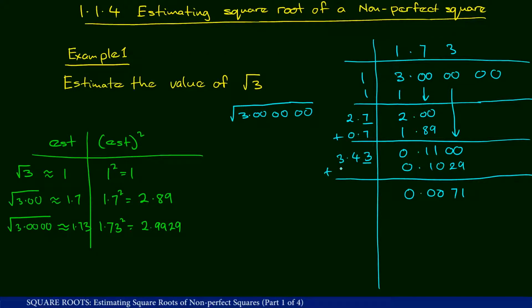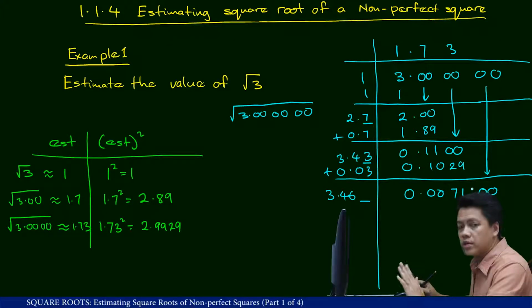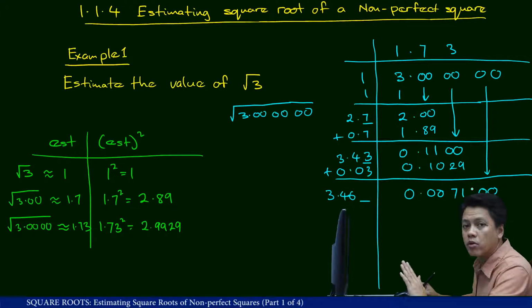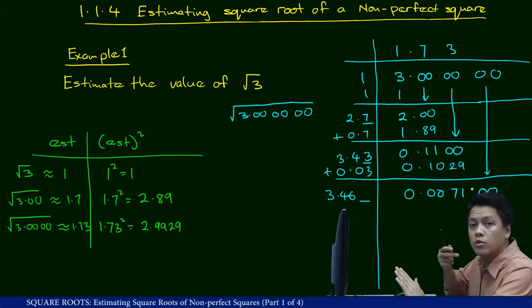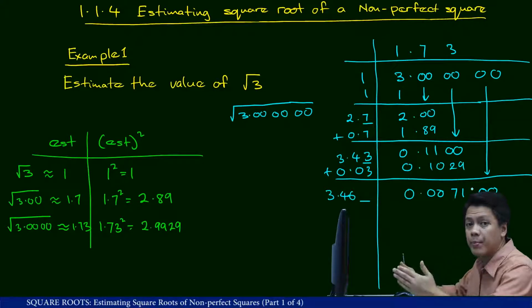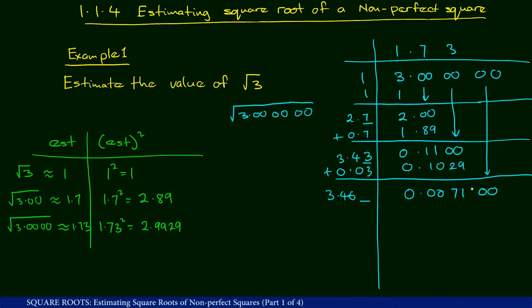Alright, so this add another 0.03. That becomes 3.46 and then another digit. Let's bring down the last pair. As you can see, the number of steps in getting the more accurate result or one more digit after the decimal place will take an extra step each time. Alright, then what is going to be the digit after 6 here? That is going to be 2.